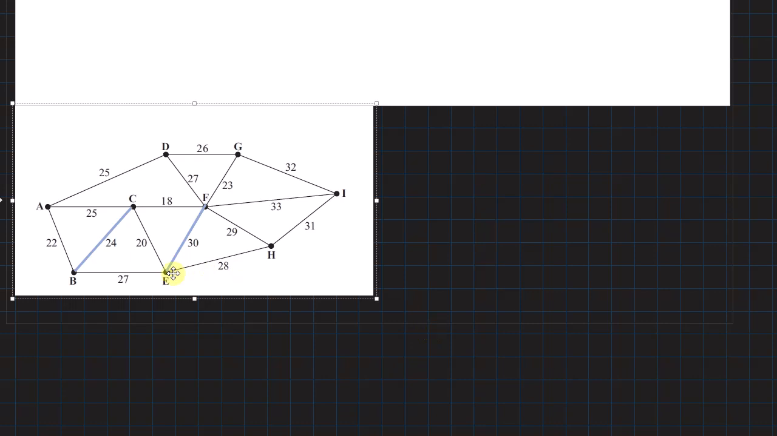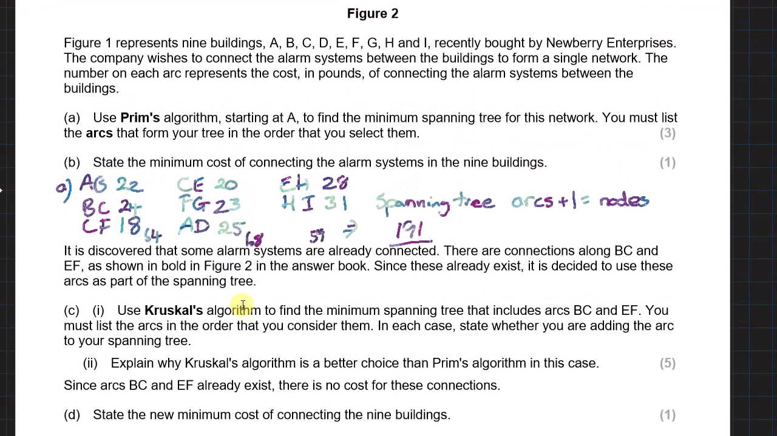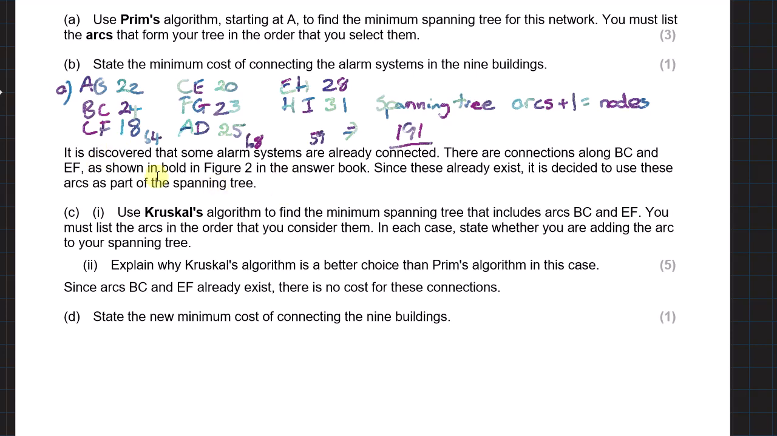Okay, I've got another copy of the map so we can work on it. It's discovered some of the alarm systems are already connected. There are connections along BC and EF. Since they already exist, it is decided that these arcs are part of the spanning tree, so we don't need to put any other new ones in between those nodes. So using Kruskal's algorithm, find the minimum spanning tree, including BC and EF.